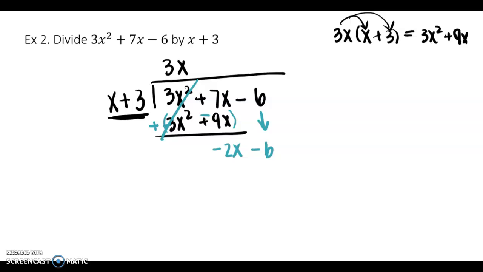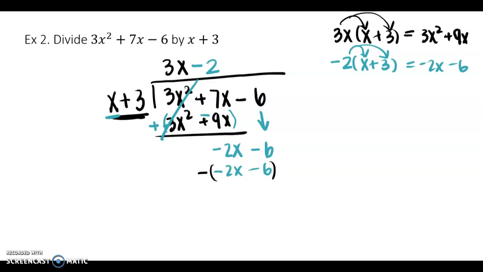Alright, and then what do you need to multiply x by to get negative 2x? So you need to multiply it times a negative 2. Okay, and then again, you could do that on the side if you want to. And then you're going to write that down there. And then you subtract it. Notice they're the same thing, you're subtracting them, so they're going to cancel out. And so your answer would just be the top.